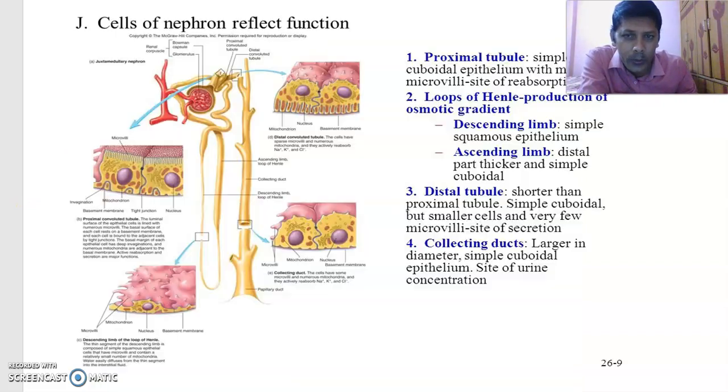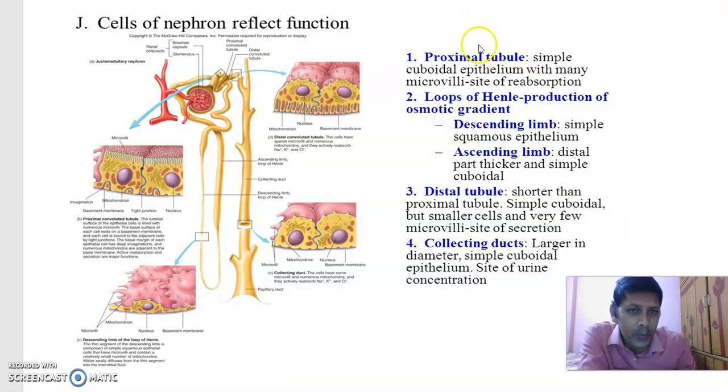Proximal convoluted tubule, PCT, you can observe here. It is made up of cuboidal epithelium with many microvilli. You can see there are many microvilli present here. And very important, it is the major site for reabsorption. Most of the reabsorption takes place in this proximal convoluted part.